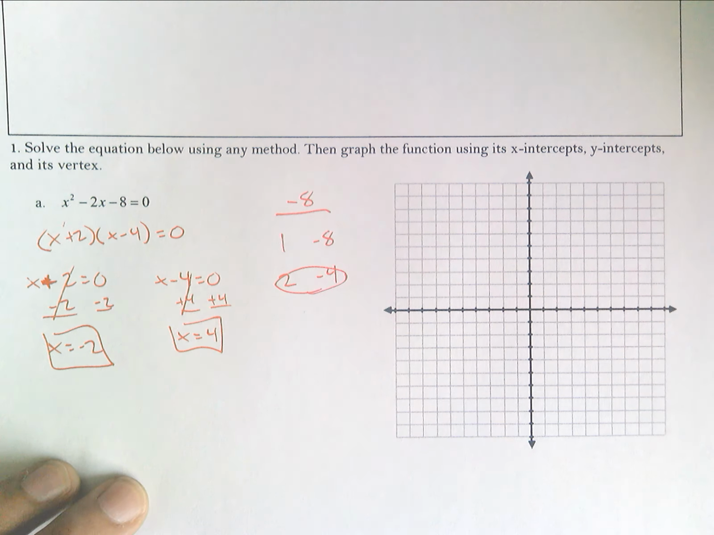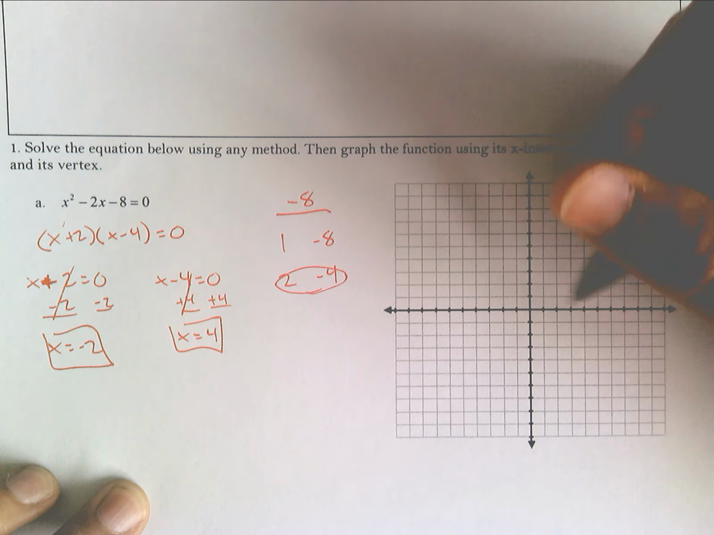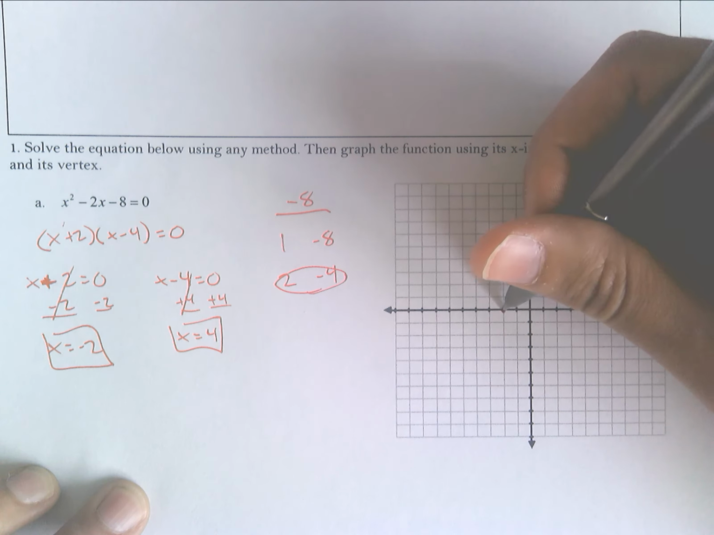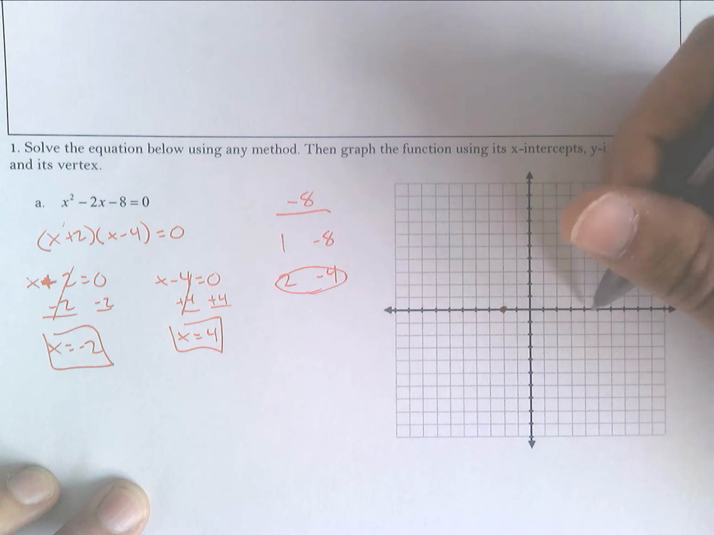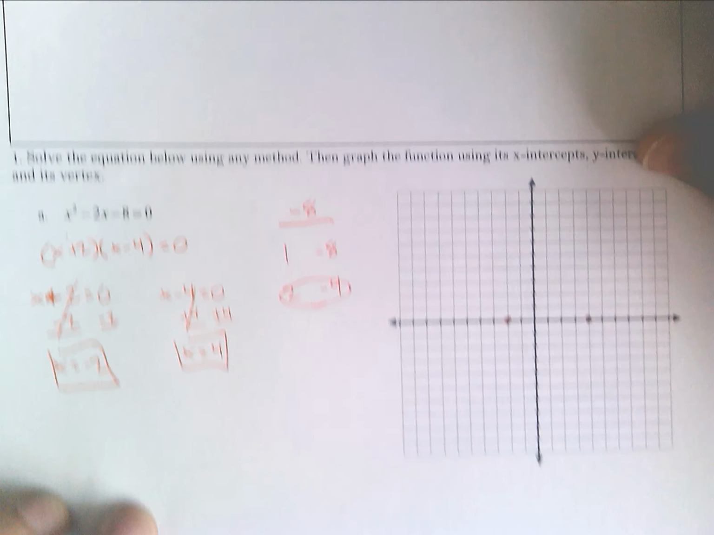Now, what we said earlier is that the solutions are the x-intercepts, or where it crosses the x-axis. So we can take these two coordinates and plot them on our graph. We're going to plot negative 2 here, and then positive 4 here. That's where it crosses the x-axis. All right, so let's return back to our definition.